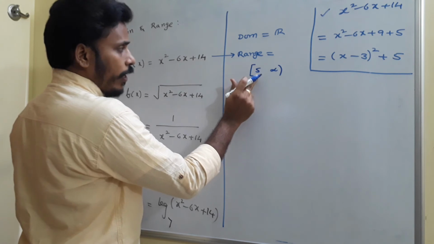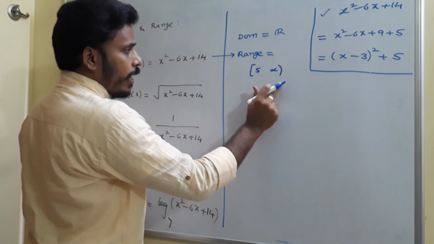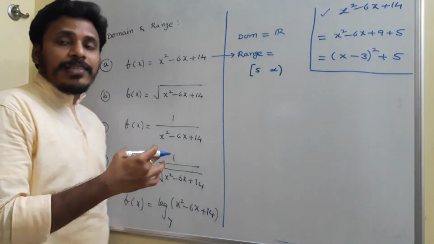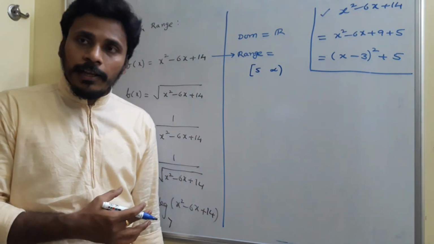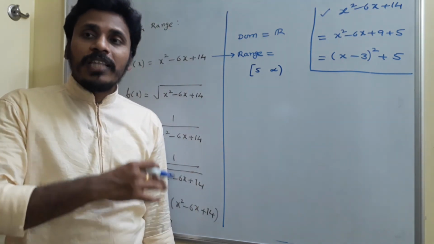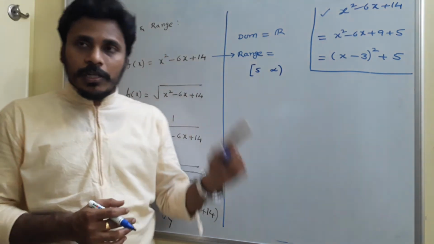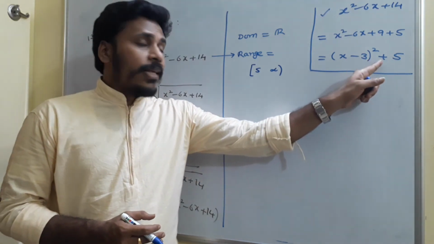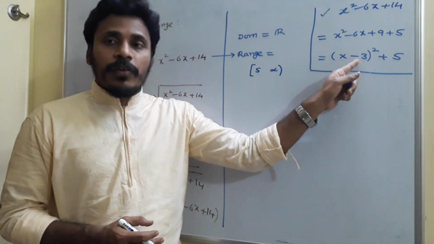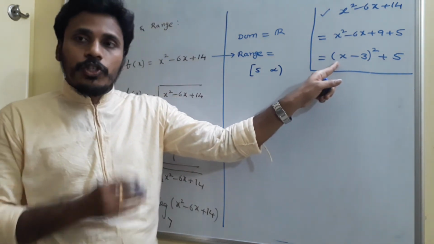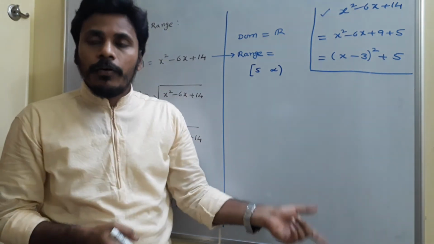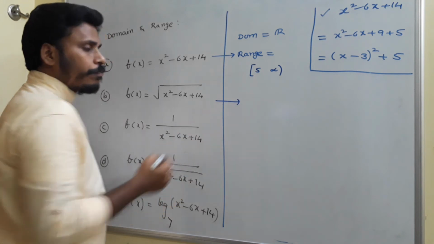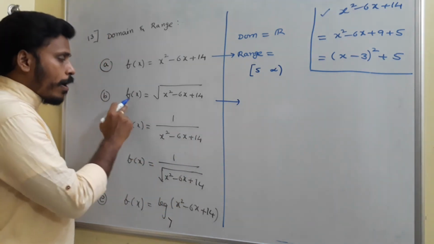To decide this range in this manner, you need to express the given quadratic expression as a perfect square plus or minus some constant. I am repeating, to find the range for these types of quadratic expressions, you need to rewrite the given quadratic expression as a perfect square plus or minus some constant. Here it is a perfect square plus 5. Since the square is always 0 or more than 0, and you are adding 5, it is 5 or more than 5. So the range is 5 to infinity. There ends the problem.